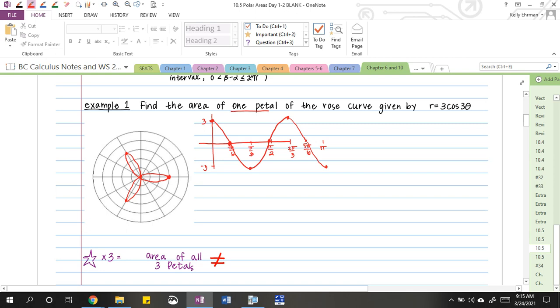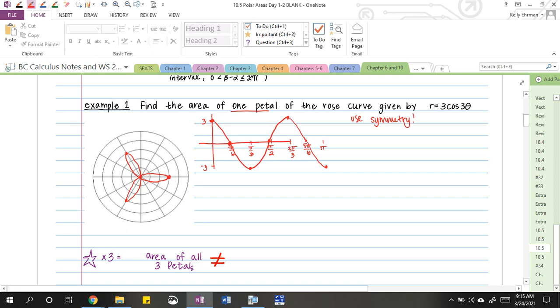Now I don't really need the full polar curve, but it is good to know that there are 3 petals if I needed to find the area of the whole thing. And I can rely on symmetry and set this problem up several different ways. So use symmetry. What do I mean by that? Well, each petal is symmetric, right?